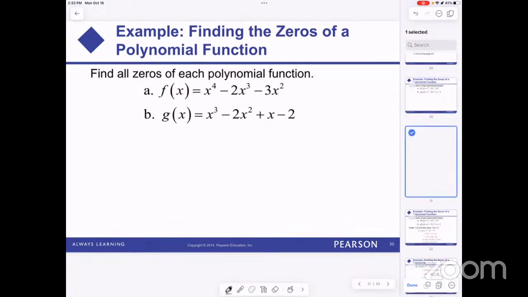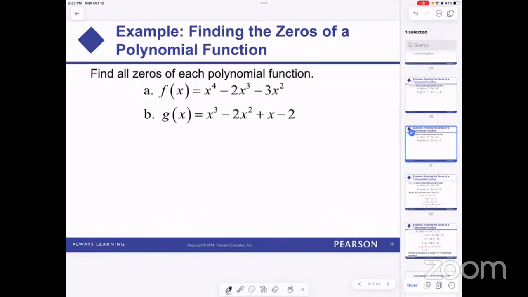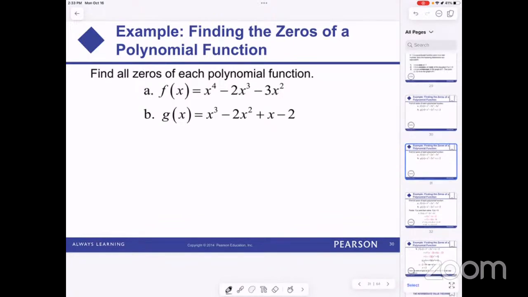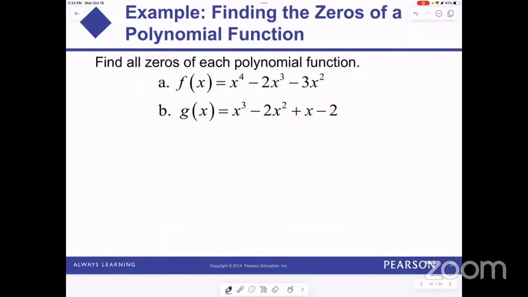Okay. So for part A, we have f of x equals x to the power 4 minus 2x cubed minus 3x squared. And we want to find the zeros. So we're going to set this equal to 0, but what we want to do is factor. All right. So first thing is factoring.